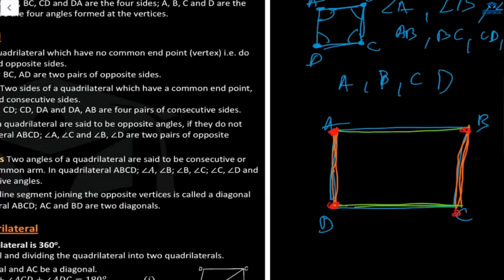AB. And if it's adjacent, can it also be AB? AB adjacent will be AD and BC also. Okay, ma'am. Got it. Okay.